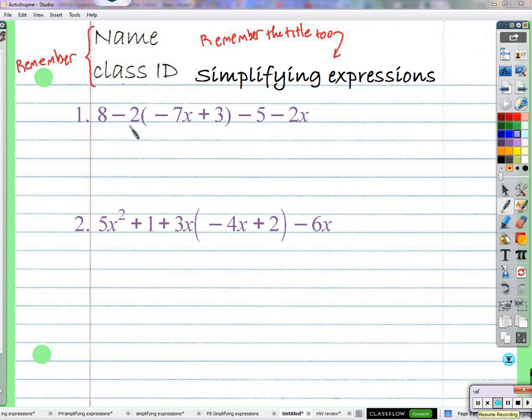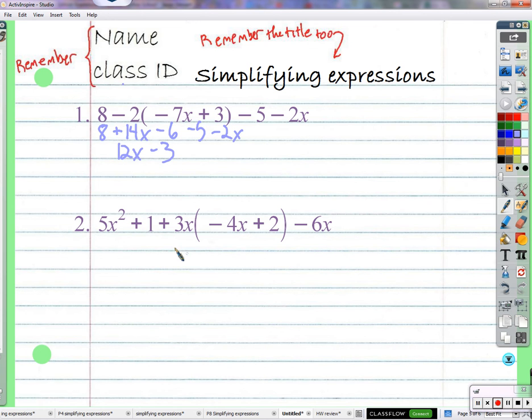Alright, so I'm going to distribute this negative 2. That's going to put me at negative 2 times negative 7x is a positive 14x. Negative 2 times 3 is negative 6. Minus 5 minus 2x. I'm to the point of just collecting like terms now. There's no parentheses or multiplication to do. We're just adding and subtracting things that are the same. So we have 14x's minus 2x's. That leaves us with 12x's. We have 8 minus 6. We're at 2 minus 5. That's a negative 3.